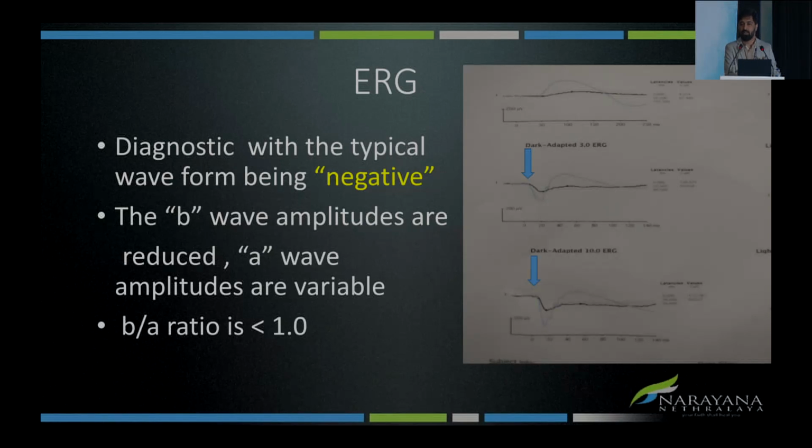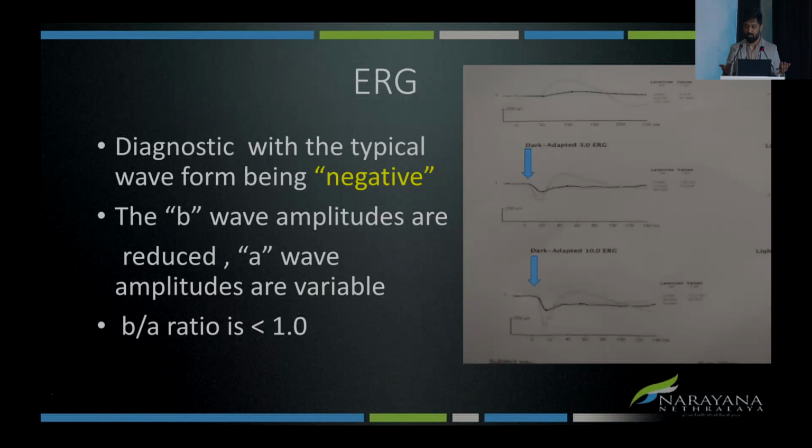So what's happening in juvenile retinoschisis? Outer retina is fine, photoreceptors intact, but inner retina is split. The B wave is from inner retina, bipolar cells. So if you are preparing for FRCS, you will get a typical question like electronegative ERG is seen in all except something like that. So think logically, whatever affects inner retinal function, you can get an electronegative ERG.